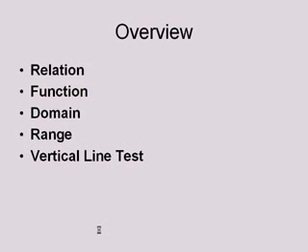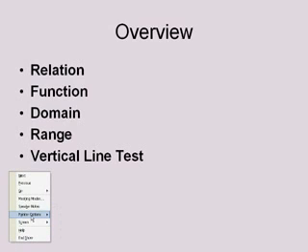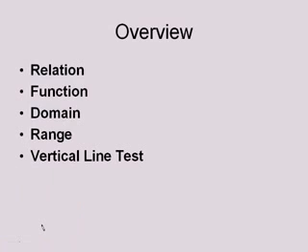So, here are the words. Word number 1 is relation. I can get my magic pen out now. A relation is just pairing x's and y's.